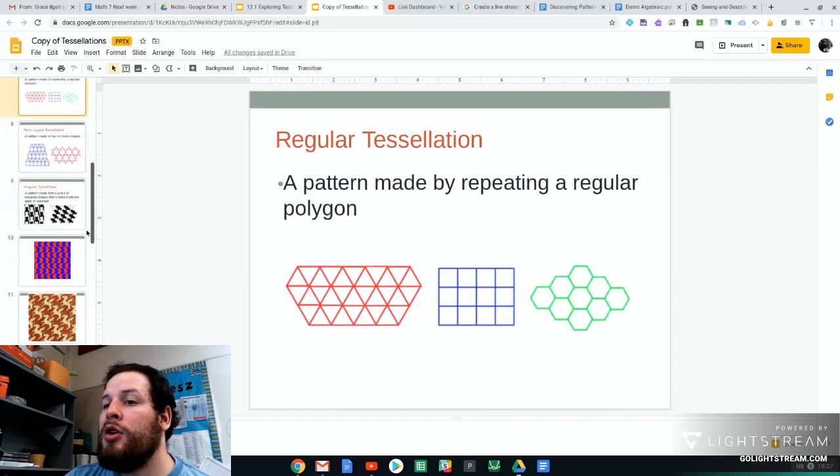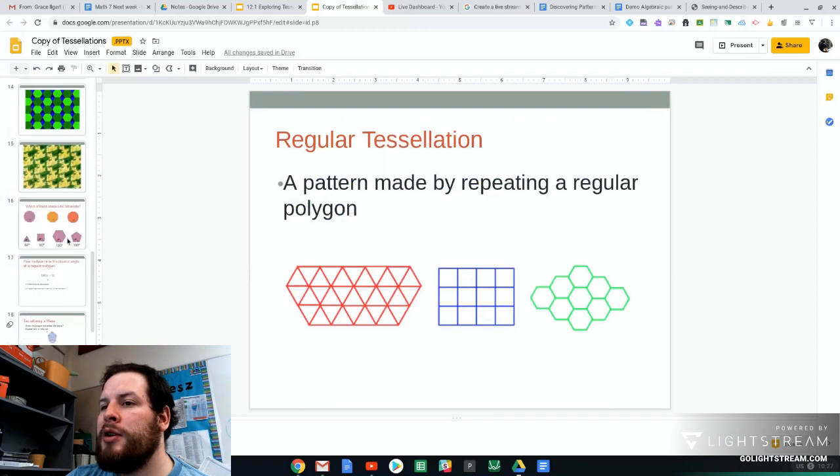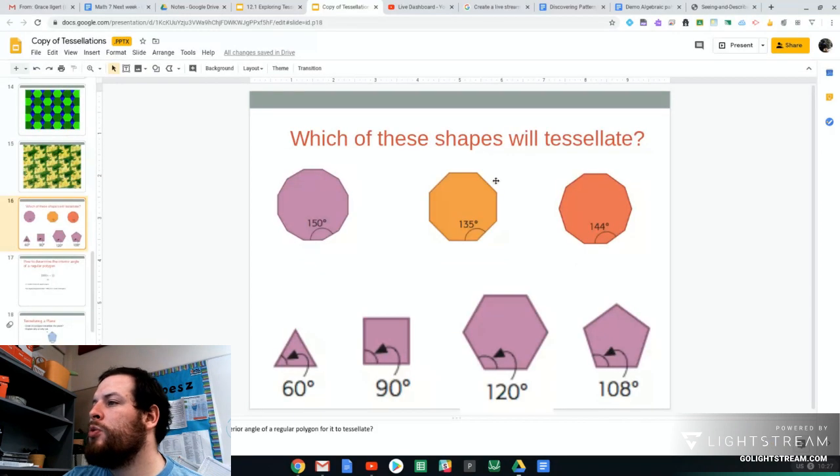So that will tessellate. If I give you an example like these, which one of these will tessellate the plane? We know that the interior angles have to add up to 360. Well, we already looked at triangles, and we know if you have 6 triangles, then you get 360 degrees.